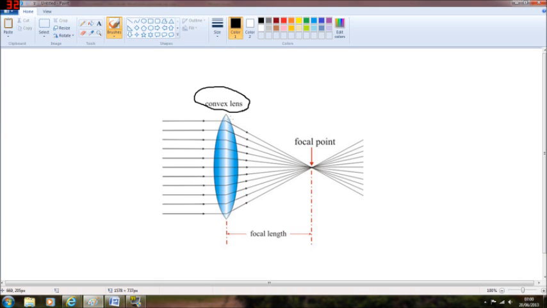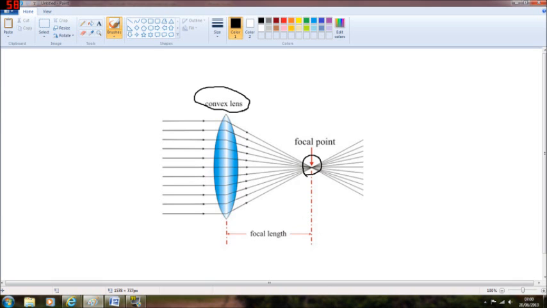So you can see on this lens here, the lens gets thicker and thicker going towards the middle, and this causes all the rays of light passing through the converging lens to meet at the focal point, which is here.